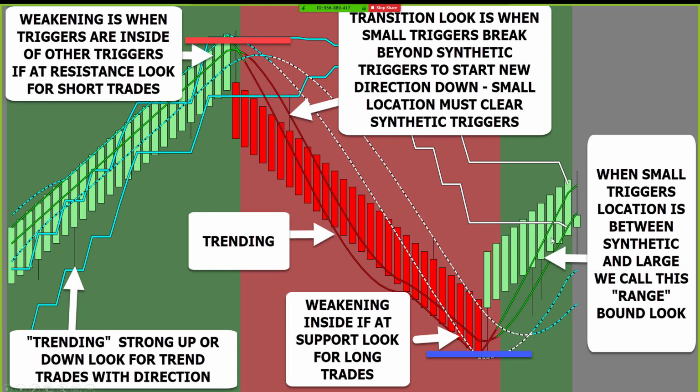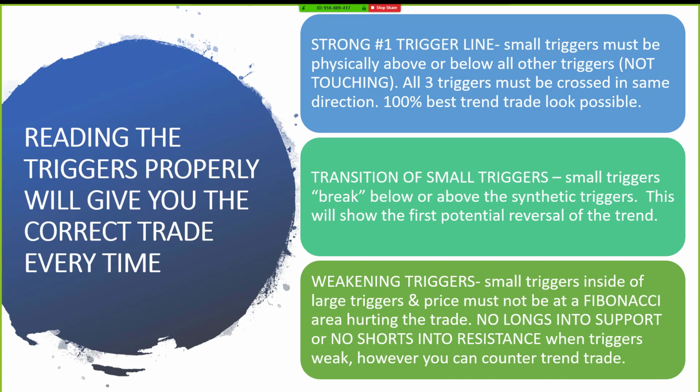So again, we have three phases. We have trending, we have really, really strong, we have weakening, and then there's really a fourth one where the small triggers are in between both of the others, and this is where we typically end up with a range-bound market. And again, reading the trigger lines with our Fibonacci areas is going to give you the correct trade every time. You won't win every trade, but you're going to win most of them, and that's really what trading is all about.